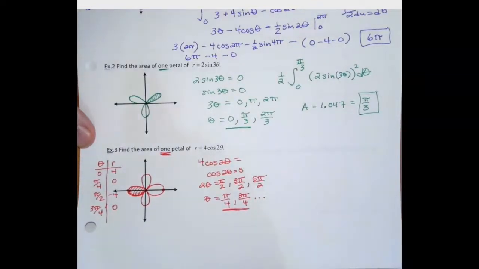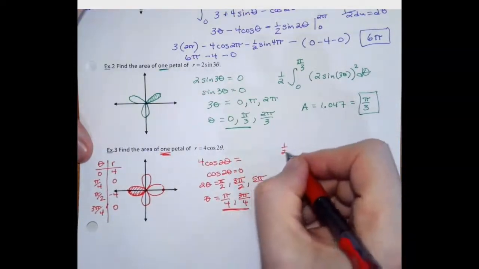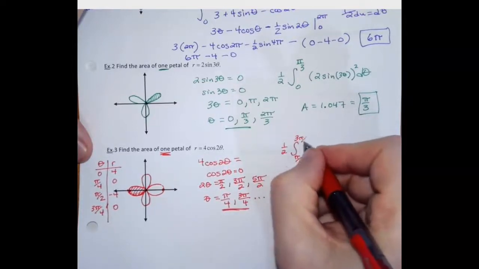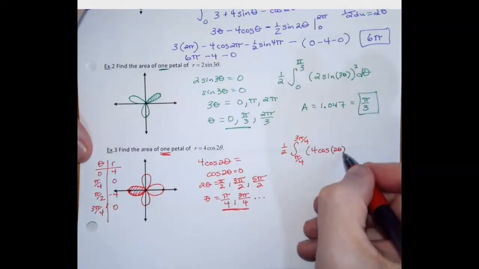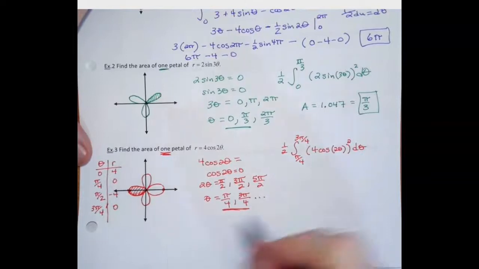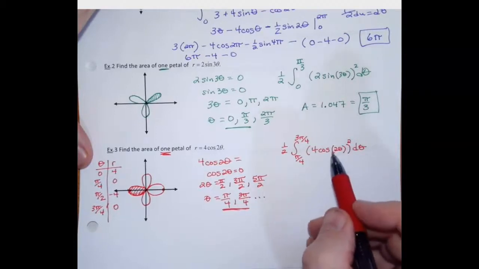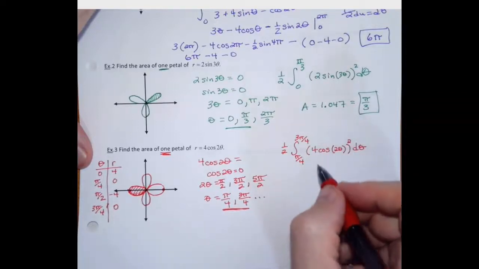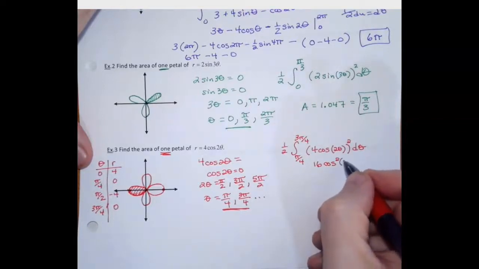So we could do that. Maybe that would be the safest thing to do, to just follow that pattern. So we'll go 1/2 from 0 to pi over 4. And I have another idea, but I'll tell you about that in a minute. Okay? And then we have 4 cosine 2 theta squared d theta. Okay? So what do we want to do here? We can square this, and we would get 16 cosine squared 2 theta.